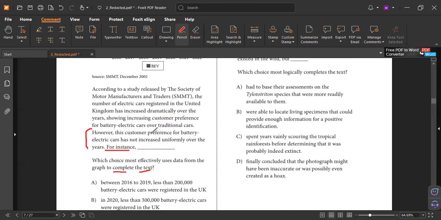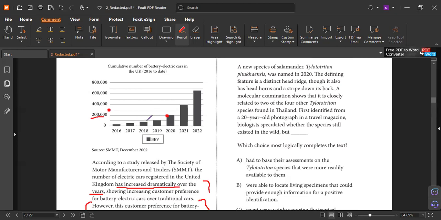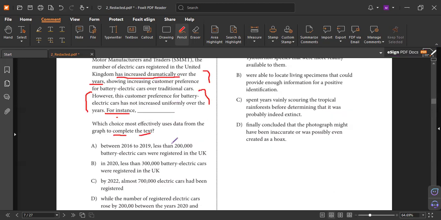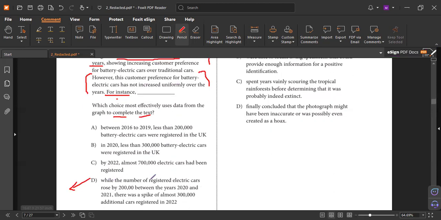Now let's focus on the example. The example proves what? It proves these ideas. Look, he said here, has increased dramatically over the years. Dramatically increased? Yes, specifically in this part. So from 4 to 7, so just 3. Imagine from 2 to 4, just like 2. So we can focus on this part to tell how dramatically over the years, showing increasing customer preference, even though it does not increase uniformly over the years. And that supports letter D.